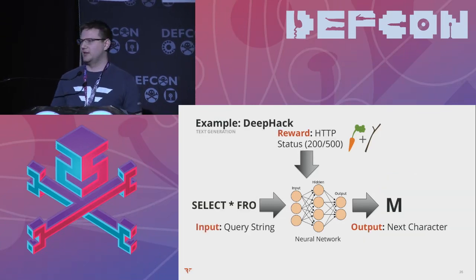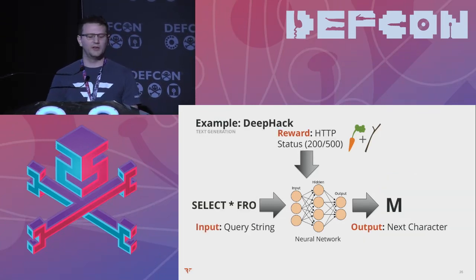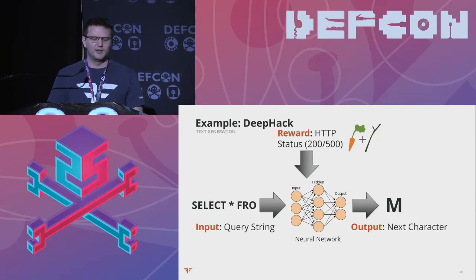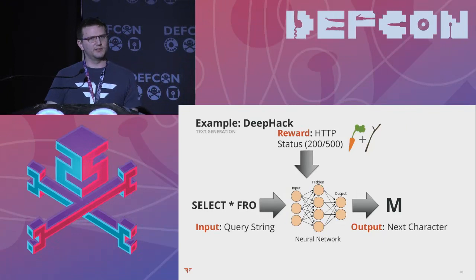So getting back to our example, getting back to DeepHack specifically, it works a little bit like this. This might seem at first like an unintuitive way of formulating the problem, but it's actually a pretty standard construction in terms of text generation. So the input here to the system is an incomplete query string. It's a partial string of text that it's generating. And the output, the thing that it needs to decide, the thing that it wants to figure out, is what is the next character in this sequence.